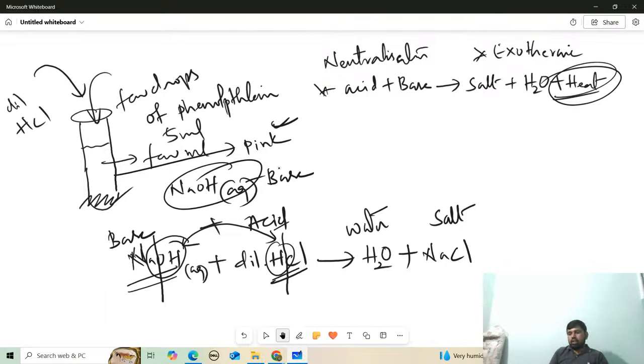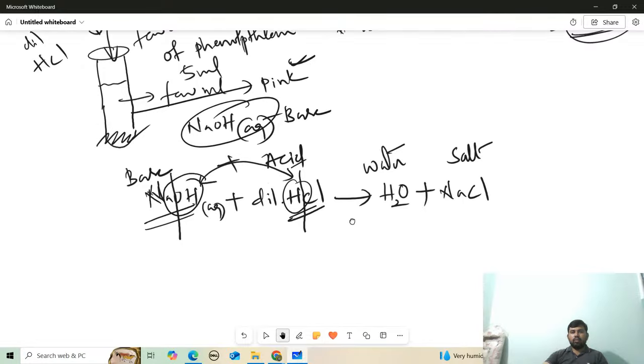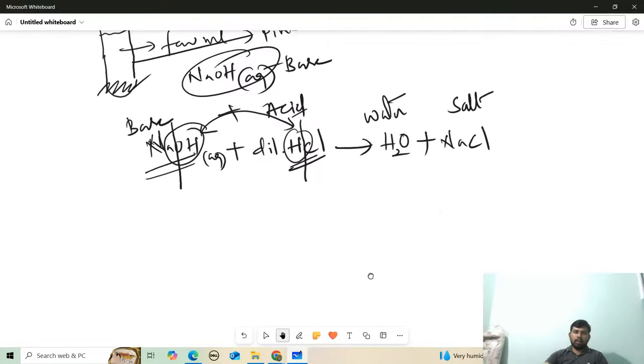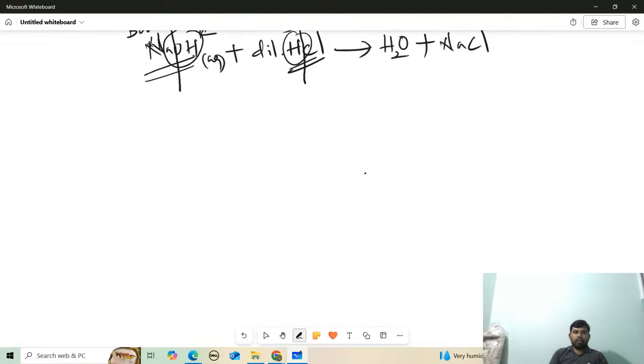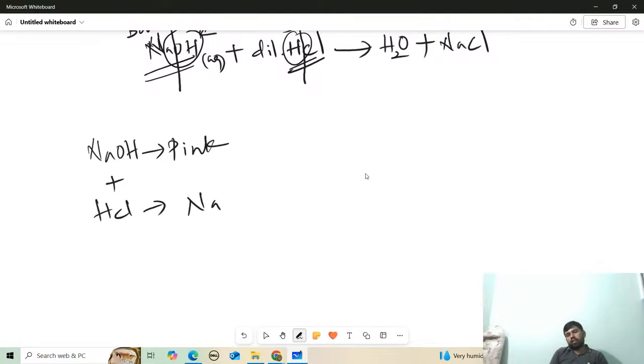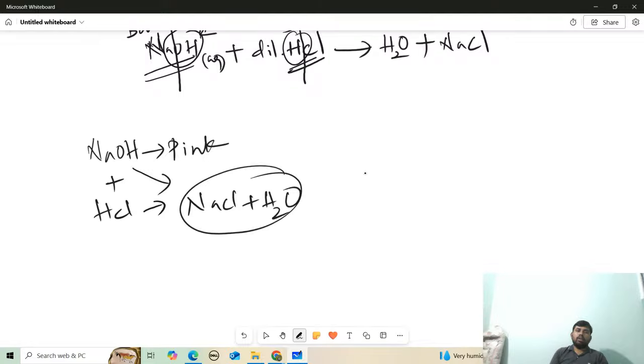Now see what they're asking. We took the test tube and first took NaOH. What is the color of phenolphthalein at that time? Pink. Again we added HCl, which converted into NaCl plus H2O. Is the NaOH still present here? The answer is no. That's why the pink color disappears when we add the HCl.